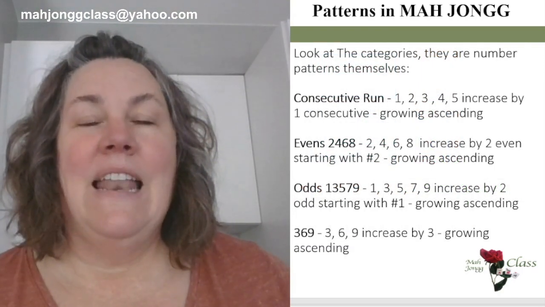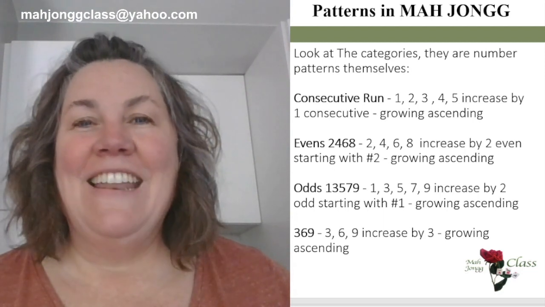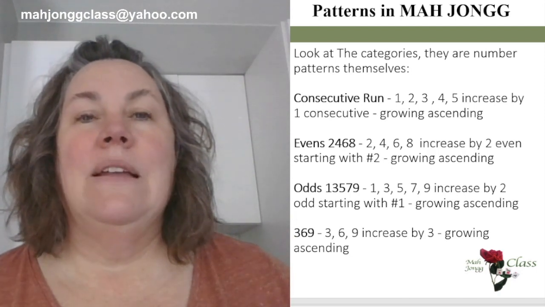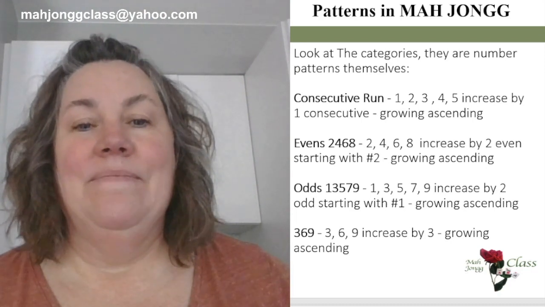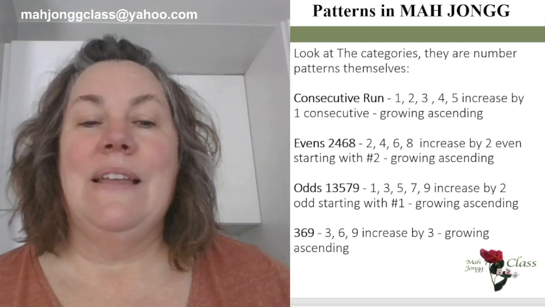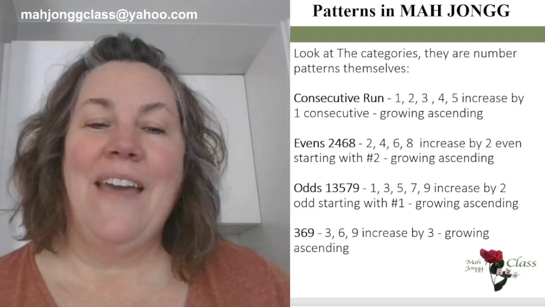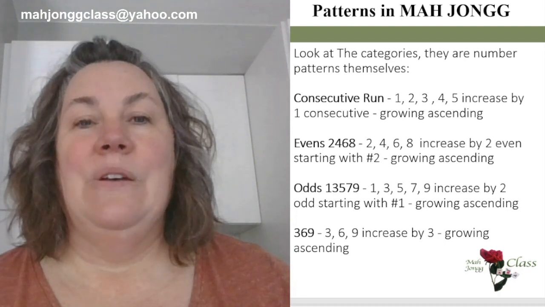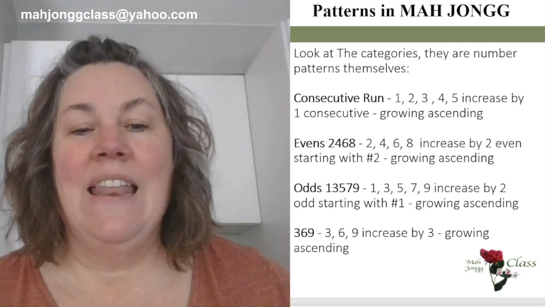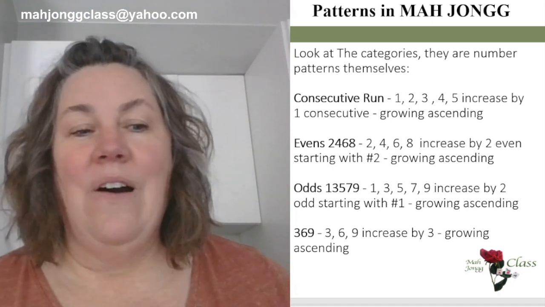The categories, as I said, have patterns. They are numbered patterns themselves. For example, we all love consecutive run, and they are 1, 2, 3, 4, 5. They increase by 1 consecutive number, growing, ascending. Evens, 2, 4, 6, 8. Increase by 2, evens starting with the number 2, growing, ascending. Odds, 1, 3, 5, 7, 9. Increase by 2 starting with odd number 1 and growing, ascending. 3, 6, 9 increases by 3, growing, ascending. That's just a quick look at the card.